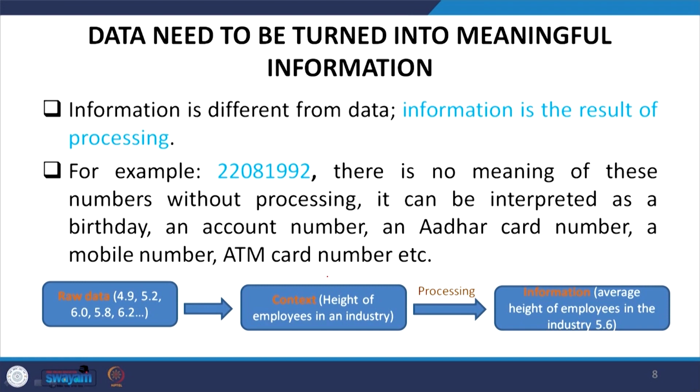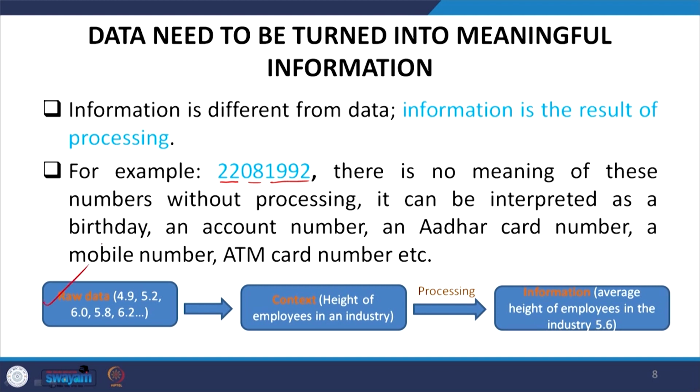Now, for example, if you have a number like 22001992, does it mean anything unless we divide it and interpret it in a different order? Just by this number there is no meaning without processing. It may be a birthday, it may be an account number, maybe an Aadhaar card number, maybe an ATM card number. Therefore, systematic presentation is required.